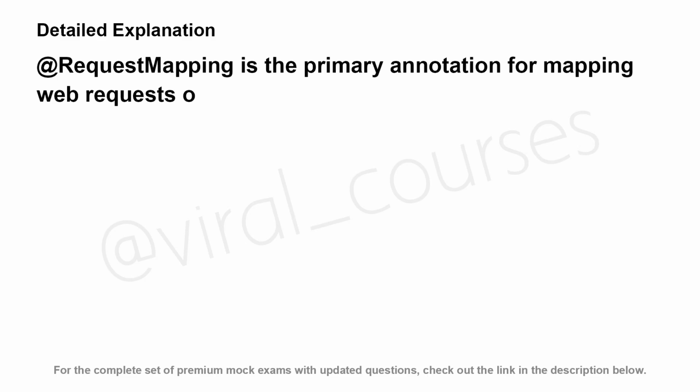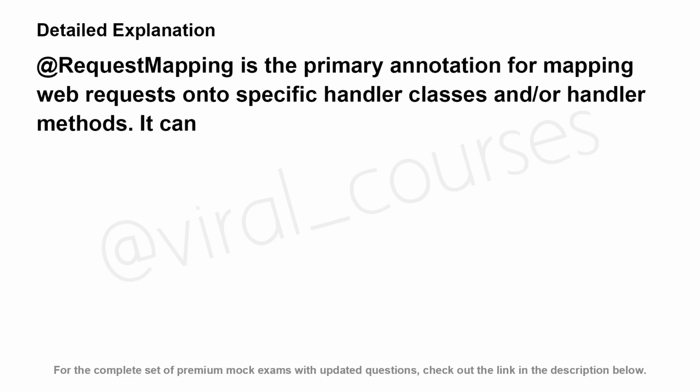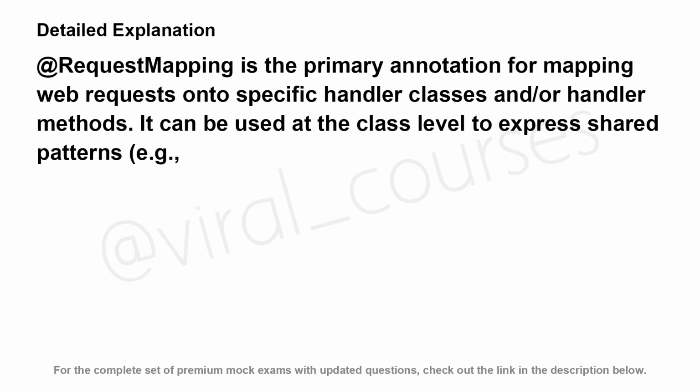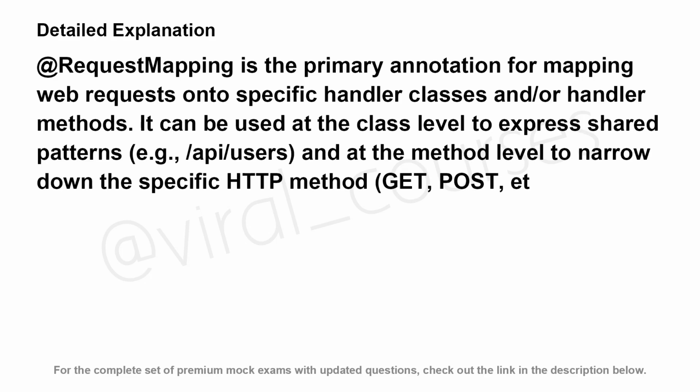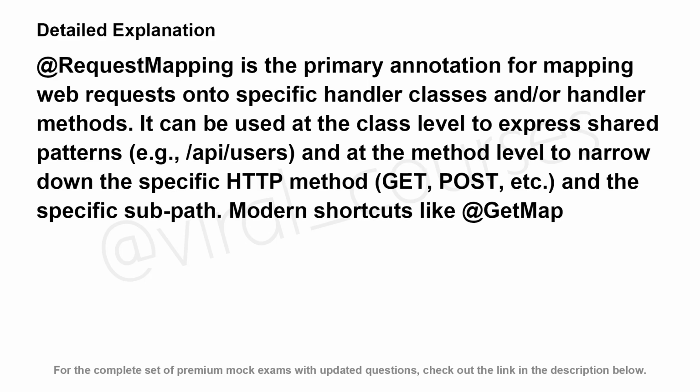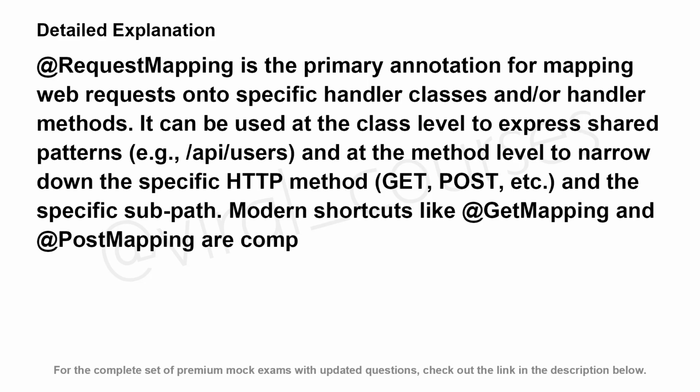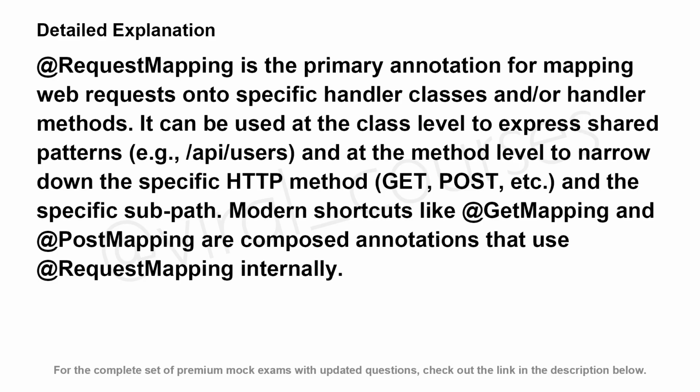@RequestMapping is the primary annotation for mapping web requests onto specific handler classes and/or handler methods. It can be used at the class level to express shared patterns, e.g., /api/users, and at the method level to narrow down the specific HTTP method, GET, POST, etc., and the specific subpath. Modern shortcuts like @GetMapping and @PostMapping are composed annotations that use @RequestMapping internally.